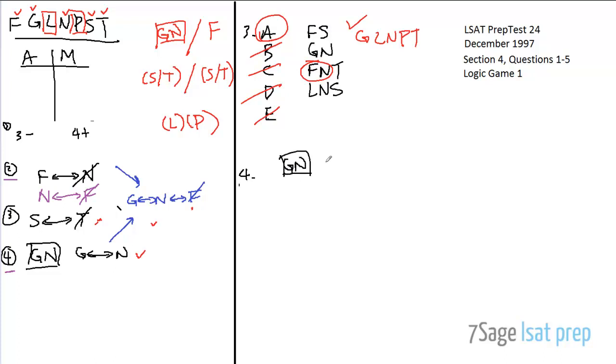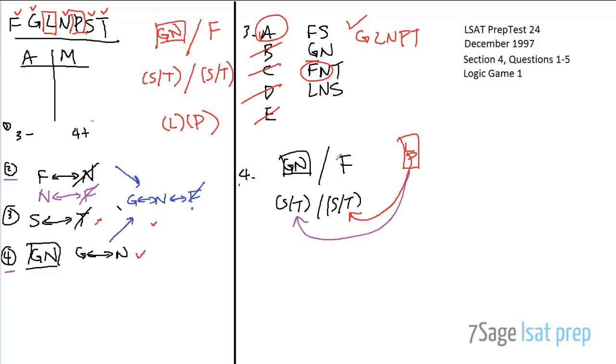We have G and N separated from F. We have one of S or T, and then our new information is that we have L and P together, right? So there's 2 ways that this could happen. Either you put it here, or you put it here, right? And so in this case, if you put L and P over here with G and N, GN, S or T, L and P, this one's got 5 ingredients. This one's got 2 ingredients, right? So this would be the main course.